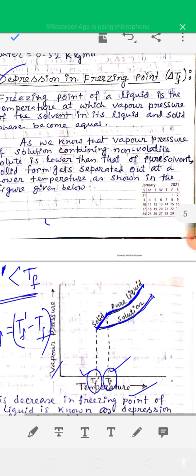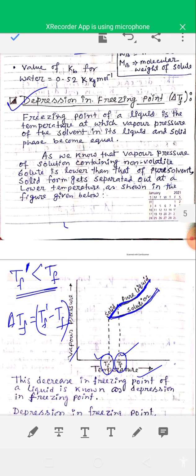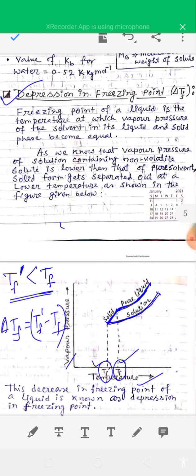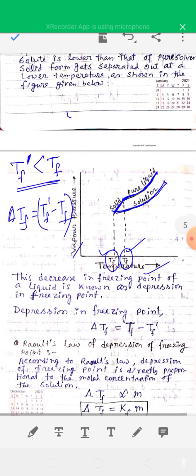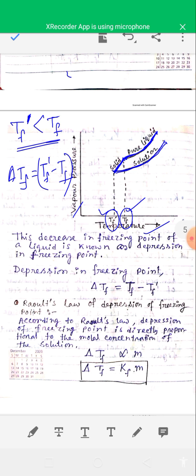As we know, the vapor pressure of a solution containing a non-volatile solute is lower than that of pure solvent. The solid form gets separated out at a lower temperature. That is, the freezing point of the solution will be lower than that of pure solvent. Suppose the freezing point of the solution is Tf prime and the freezing point of the pure solvent is Tf, then depression in freezing point is Tf prime minus Tf.